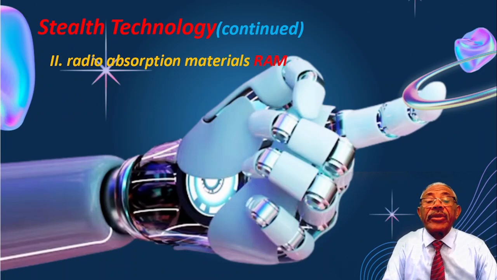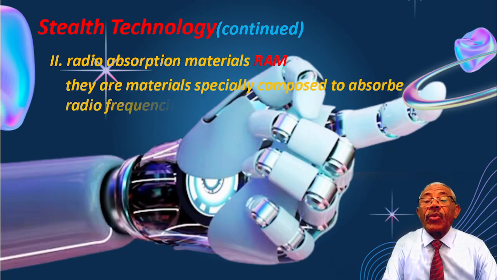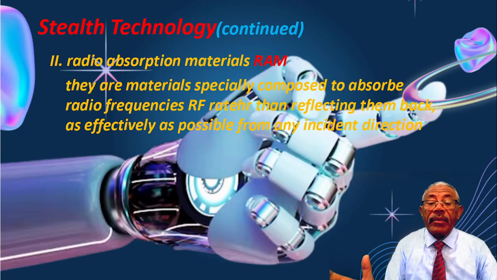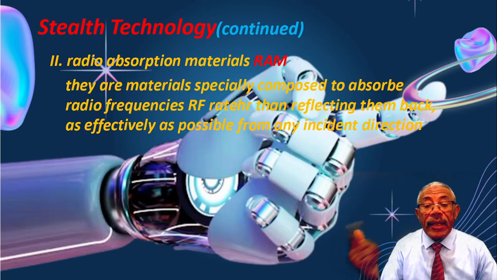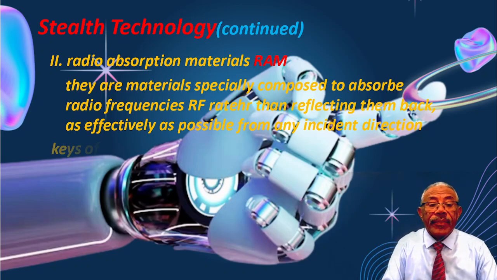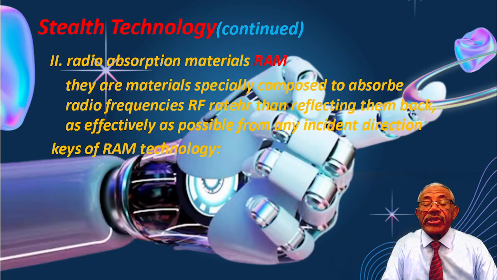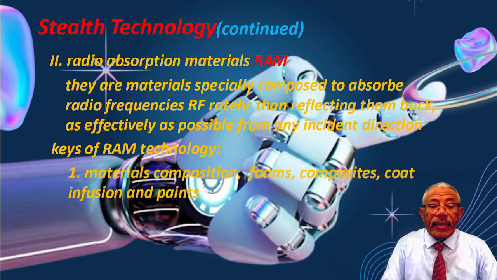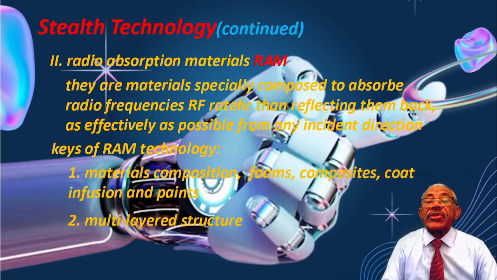Radar absorption materials are materials especially composed to absorb radio frequencies rather than reflecting them back, as effectively as possible from any incident direction. The keys of the technology are material composition, foams, composites, coating fusion and paint, and also multi-layered structure.